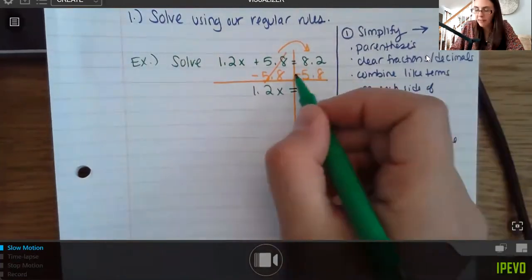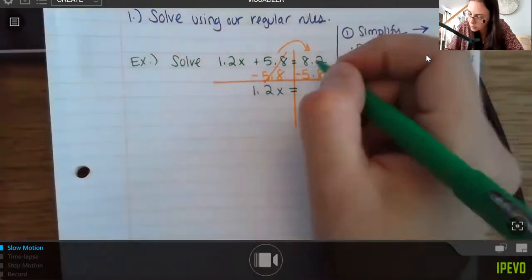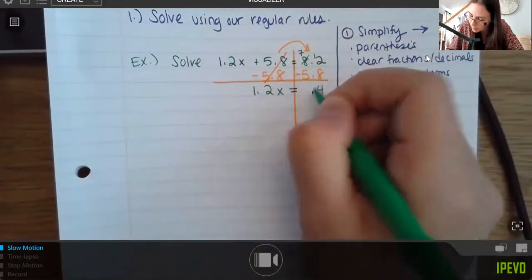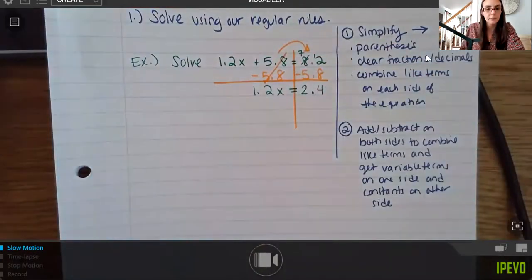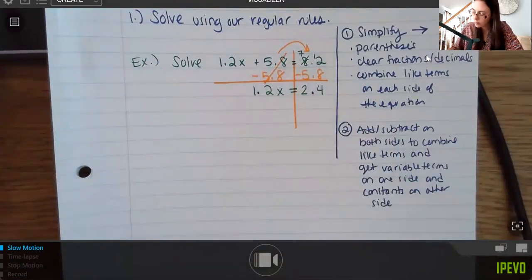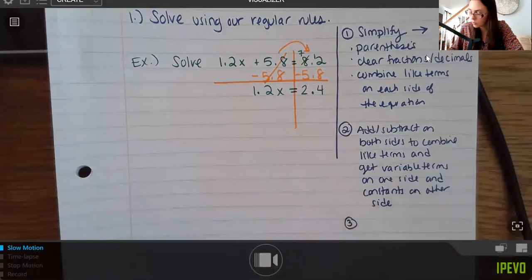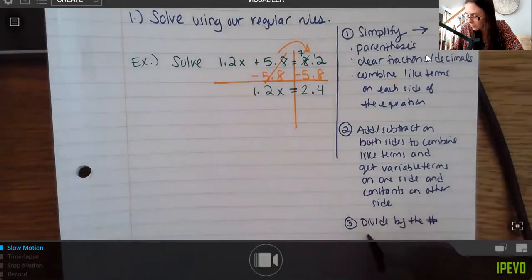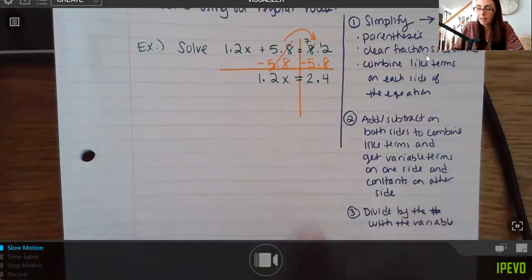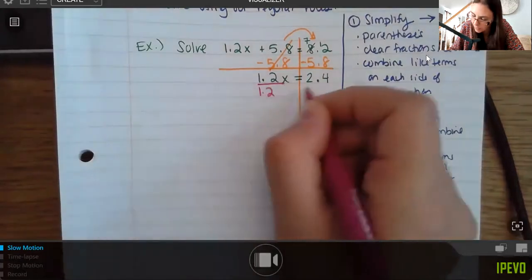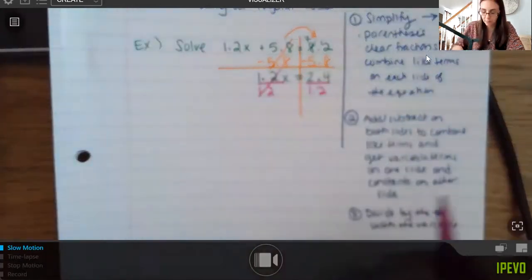Now 8.2 minus 5.8 just is regular subtraction here with decimals. So I'm going to do a little bit of borrowing. I'm going to bring that decimal point straight down and keep going. Now I have all my x's on one side, all my numbers on the other. So remember, your last step here is to divide by the number with the variable. So my number with the variable is that 1.2. So I'm going to go ahead and divide that out on both sides. And that will still cancel like it always has.